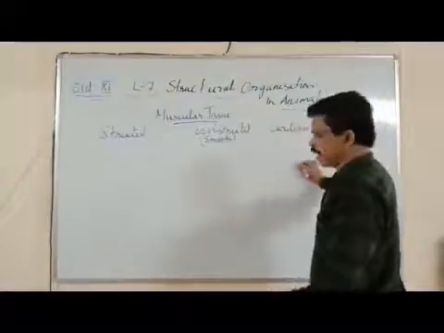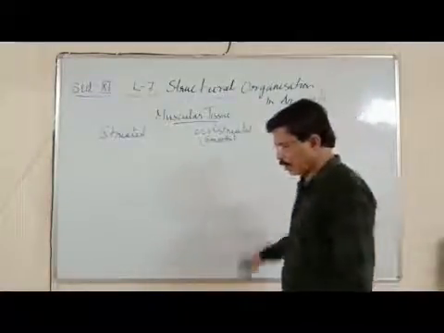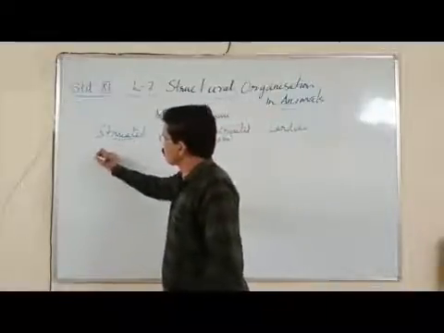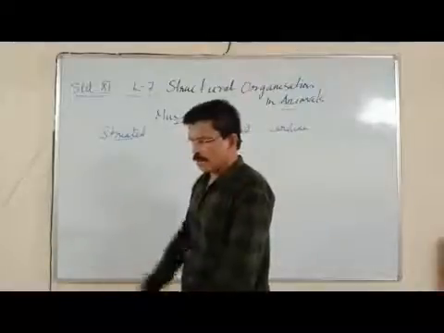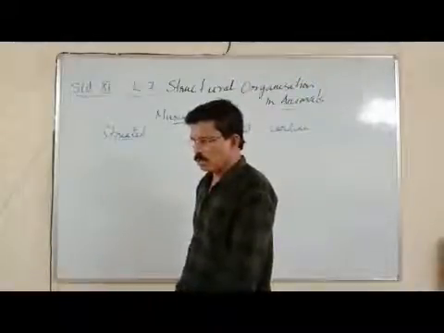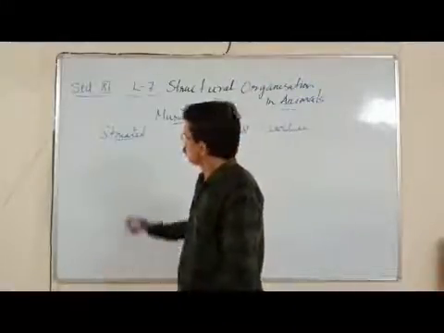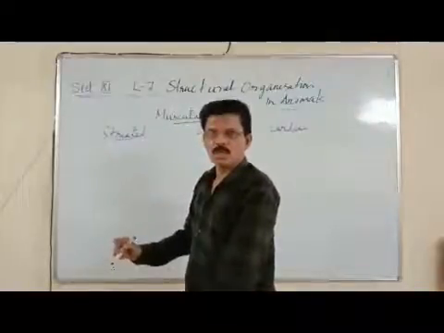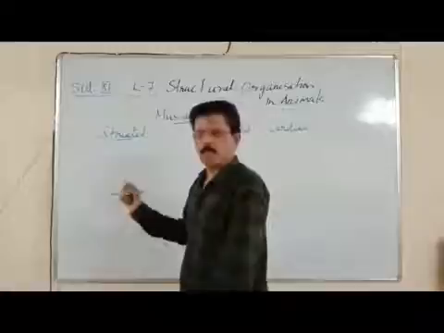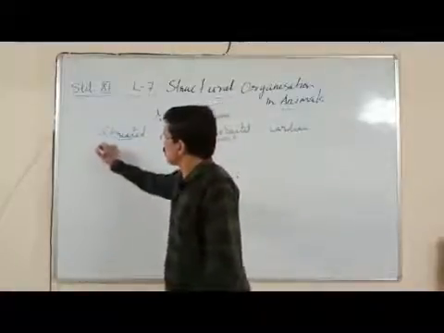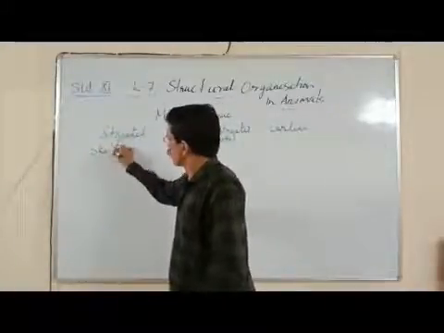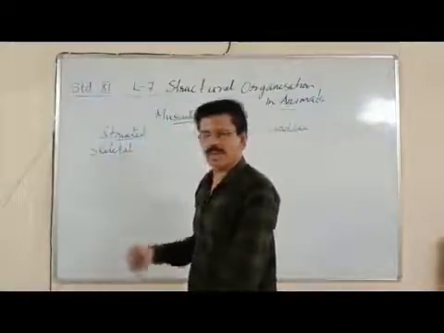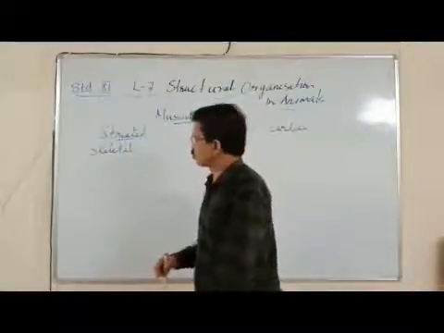Okay? So striated muscles, what are the features of striated muscles? It is the striated muscle that connects to the bones. Striated muscles connect to the bones. So, muscles which are associated with the bones are called skeletal muscles. Striated muscles are called skeletal muscles because they are associated or connected to the bones.